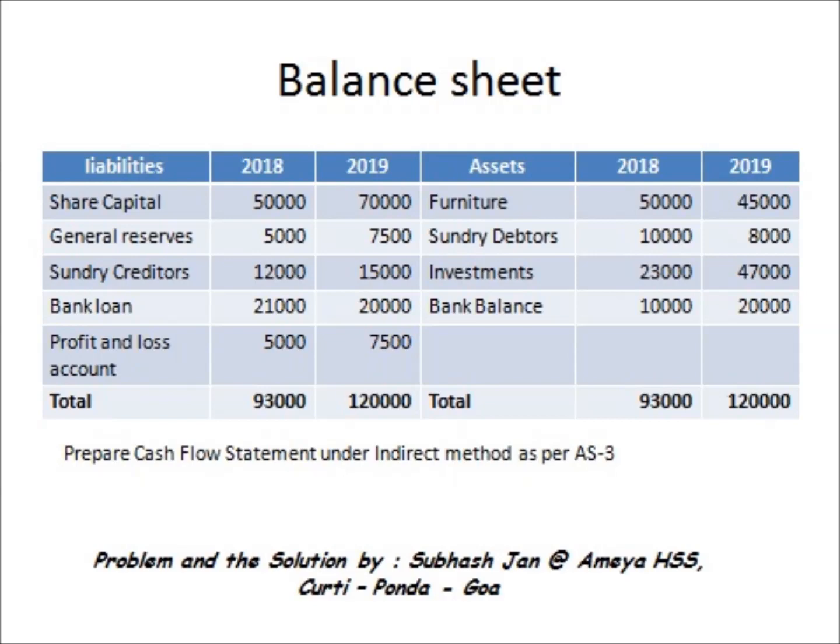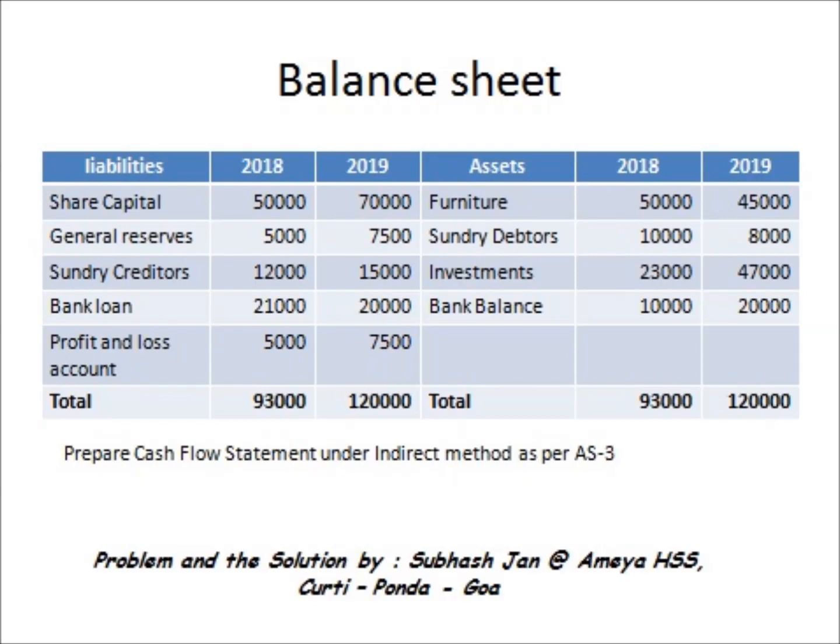Then bank loan, which comes under financing activity, was 21,000 first year, 20,000 next year. So you have repaid the loan by 1,000 rupees. And the profit and loss account, which is a credit balance on the liability side: first year it was 5,000, second year it has become 7,500. That means it has gone up by 2,500. It's very clear that the current year profit will be rupees 2,500, that is 7,500 minus 5,000.